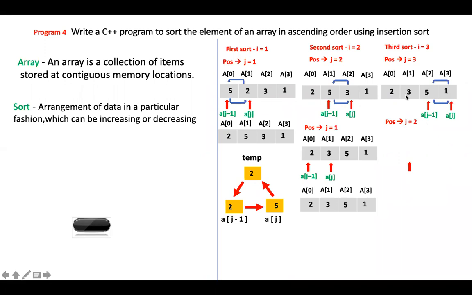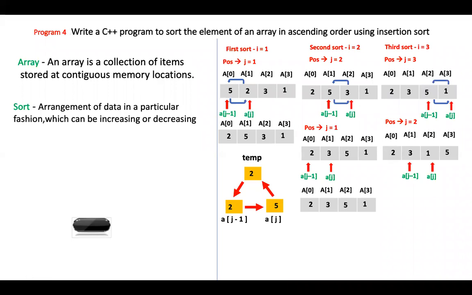Then position j is equal to 2. First it was 3, it was here. So it has started exchanging. Now it will go to position 2, that is j is equal to 2. Now where will our a of j point? A of j will point at 2, and a of j minus 1 will point at this location. That is 1. Now again it will check whether 1 is less than 3.